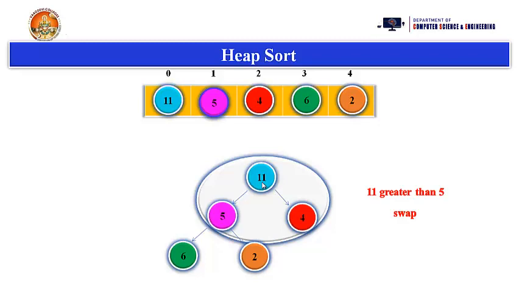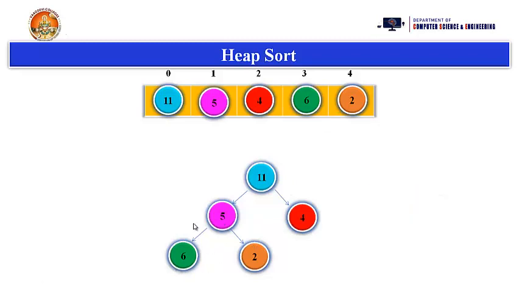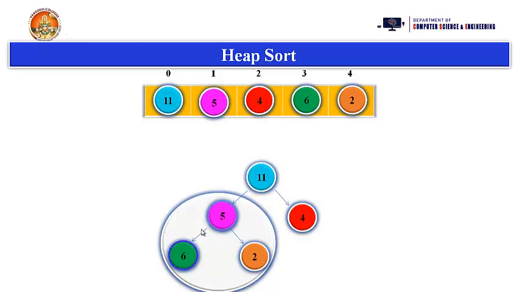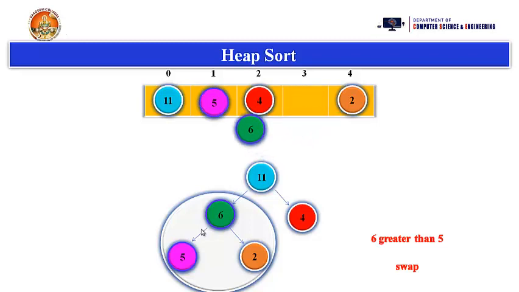Then after swapping the elements, we need to check the lower level elements also. Why? Because we have moved the 5 into the lower level. Now we need to check these three elements: 6, 5, 2. Among these three elements, 6 is the maximum value. So we need to swap the 6 with the 5 element. Why? Because the maximum element should be the parent node. So swap these two elements. Now 6 becomes the parent node, 5 is the child node. So we need to swap the elements in the array also. Swap 6 and 5 elements.